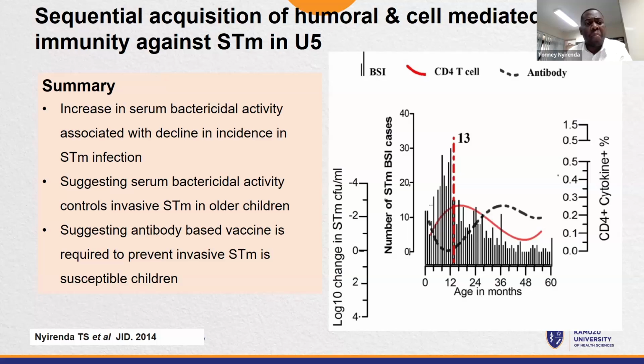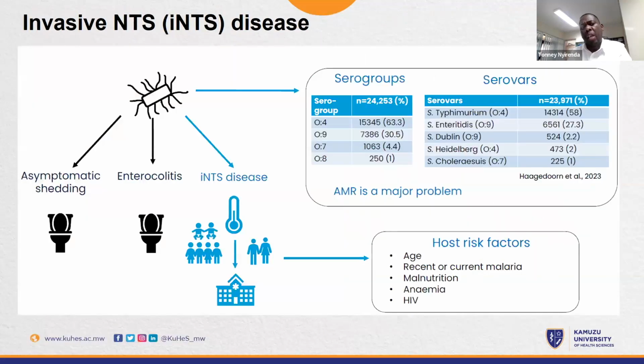So what does this really tell us? You are seeing an increase in serum bactericidal activity associated with the decline in incidence of invasive Salmonella typhimurium infections, suggesting that serum bactericidal activity controls invasive Salmonella typhimurium in older children, because as the serum bactericidal activity is increasing from 18 months or so, that's when you see the decline in cases of invasive NTS. So this would suggest that antibody-based vaccines would be required to prevent invasive Salmonella disease, particularly in susceptible children.